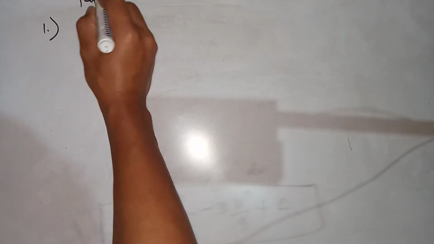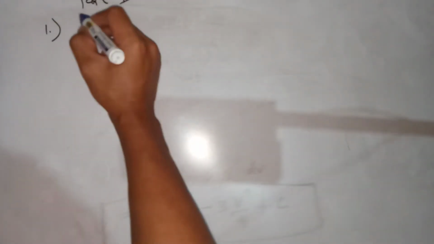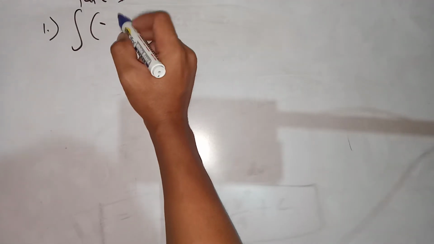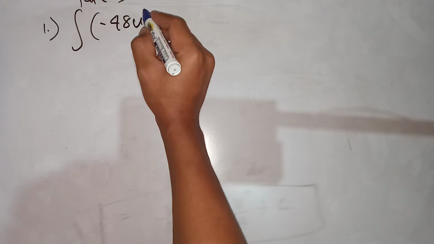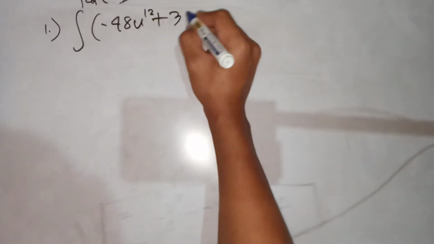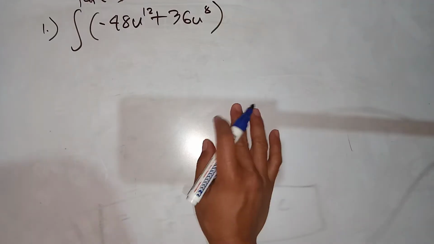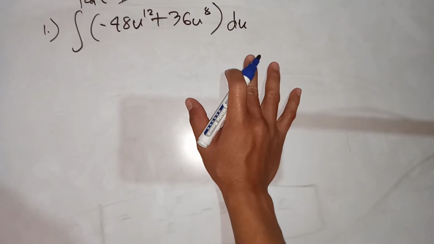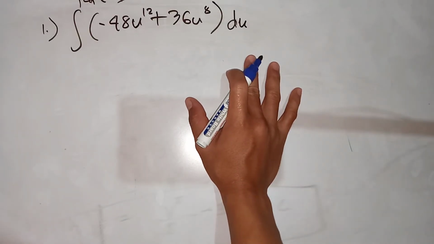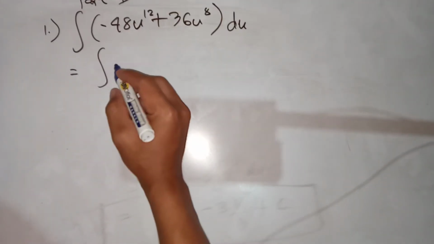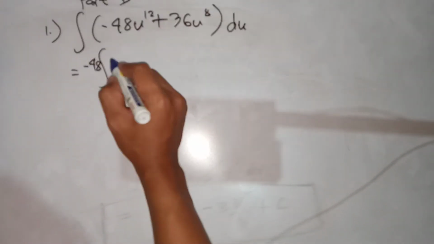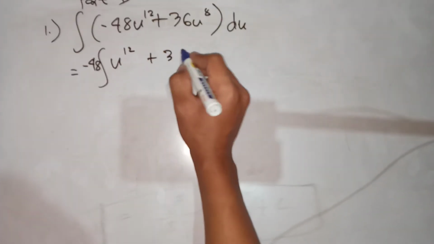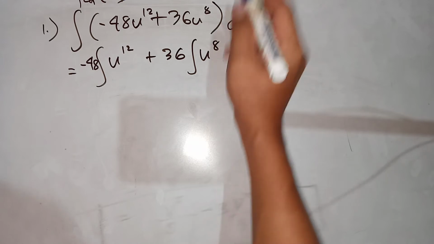Let's proceed to part B. Number 1. This is part B. We have the integration of negative 48 u to the 12 power plus 36 u to 8 du. This is just the sum and difference of integration, but it becomes negative 48 integration of u to the 12 power plus 36 integration of u to the 8 power du.